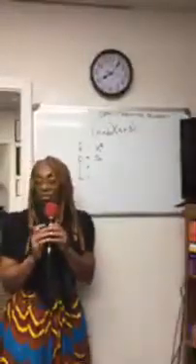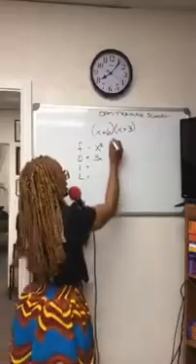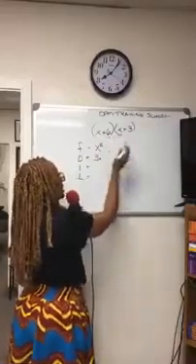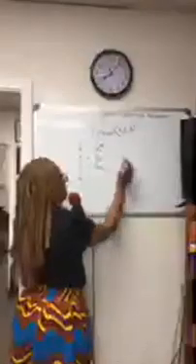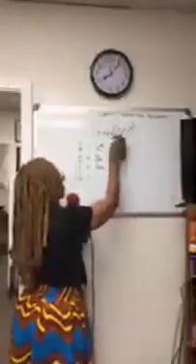Inside is what? 6 and x. Yes, sir. The 6 and the x. Okay. So 6 times x is 6x. And then our last two terms. Somebody?